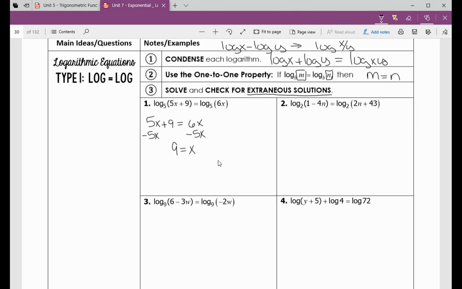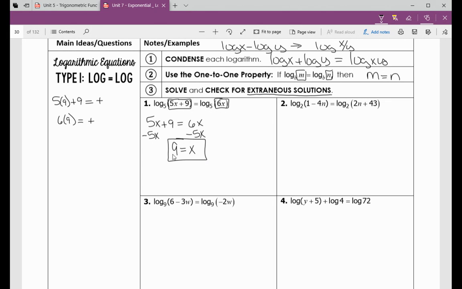Now, before I say that is my number, this number and this number have to remain positive. So when you check for extraneous solutions, when you take the 5x, so 5 times 9 plus 9, that stays positive. I don't care what positive number it is, as long as it stays positive, we're good. And then 6 times 9 stays positive. So I can say, yes, that is my answer.